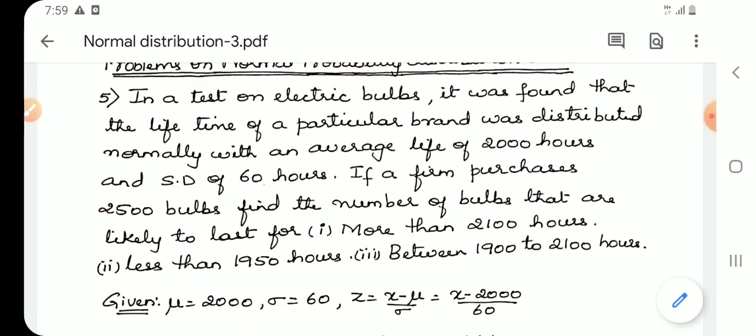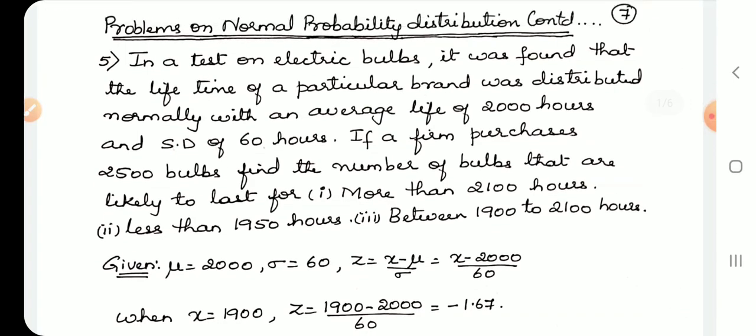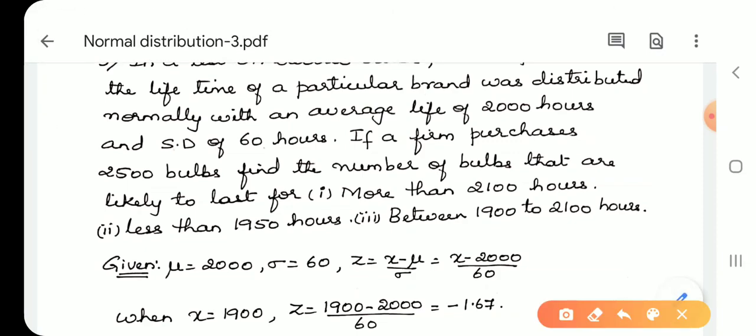In a test on electric bulbs, it was found that the lifetime of a particular brand was distributed normally with an average life of 2000 hours and a standard deviation of 60 hours. If a firm purchases 2500 bulbs, find the number of bulbs that are likely to last for more than 2100 hours, less than 1950 hours, between 1900 to 2100 hours.